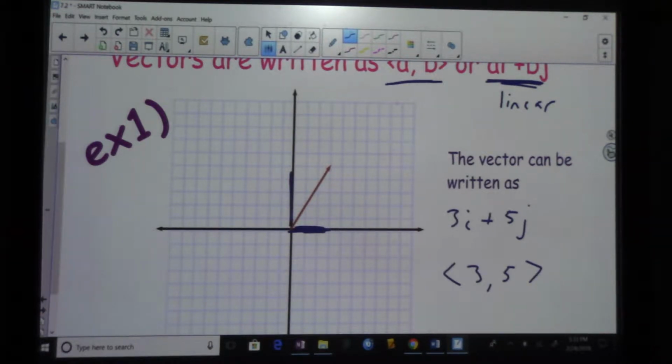Now depending upon what we're doing, each form has a different benefit, because when we get into things like dot products, cross products, those are really cool stuff that we don't really get into until after the AP test. But depending upon what form it is, it makes it a whole lot easier.